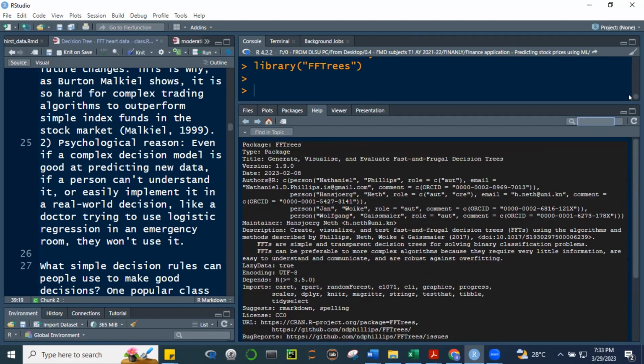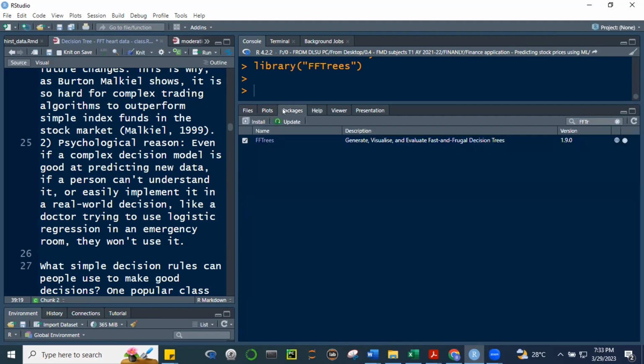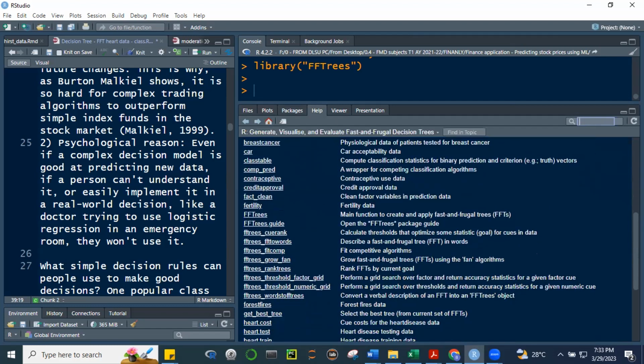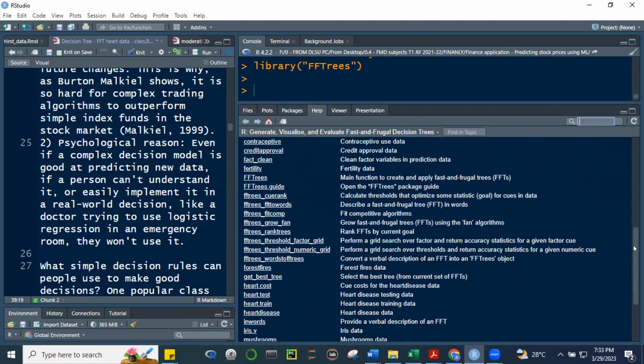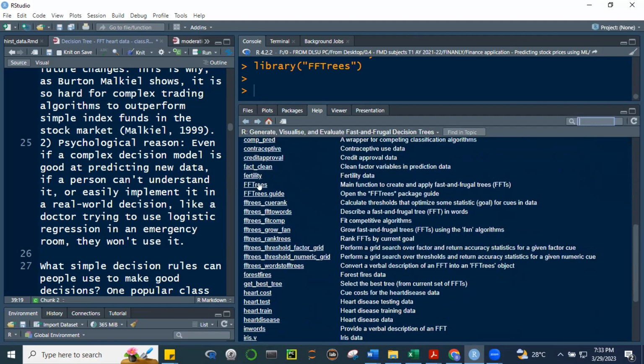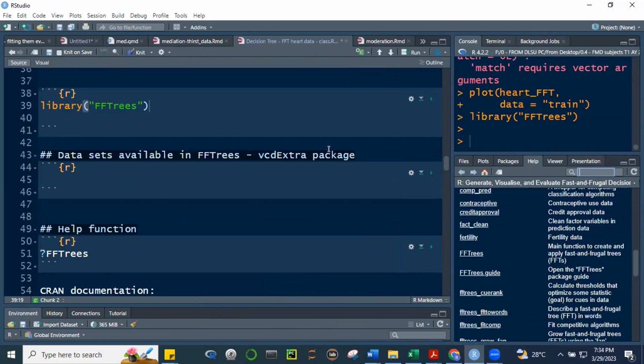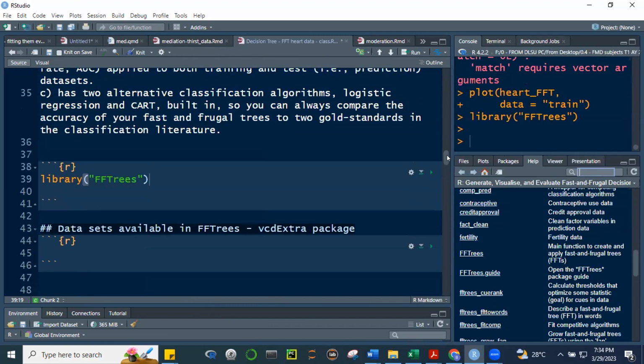All right. Okay, so yung mga functionalities niya, there are several functions. Ang pinaka-importante sa atin dito, ito, FFTrees, main function to create and apply fast and frugal trees. Okay, ito yung gagamitin natin. Alright. So let's first see ano ba yung mga data sets makikita natin dito.